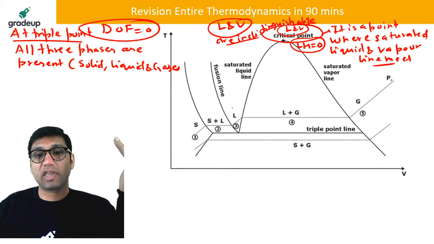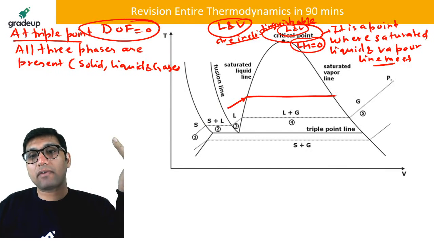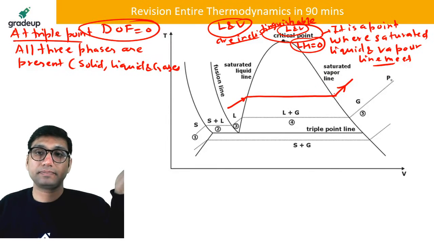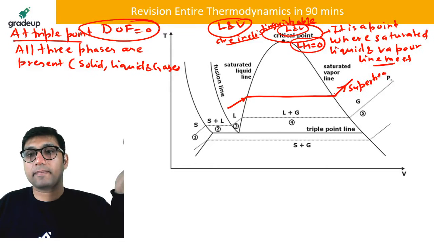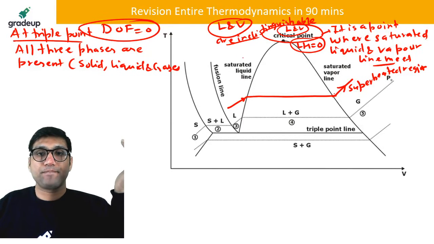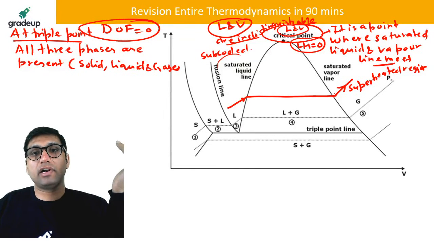For example, when you heat a liquid, it will first change into liquid plus vapor, then into vapor, and then finally into superheated vapor. This is the superheated region. This is the subcooled region, or compressed liquid region. And this is the wet region.